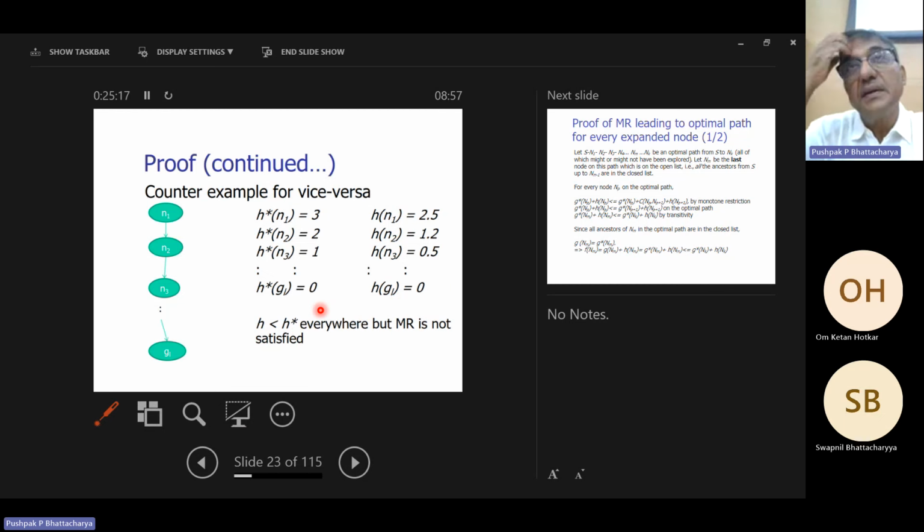Where is it not satisfied? It is not satisfied for Hn1. Hn1 is 2.5, Hn2 is 1.2, and cost is 1. 2.5 is not less than 2.2. So MR implies admissibility, but not vice versa.